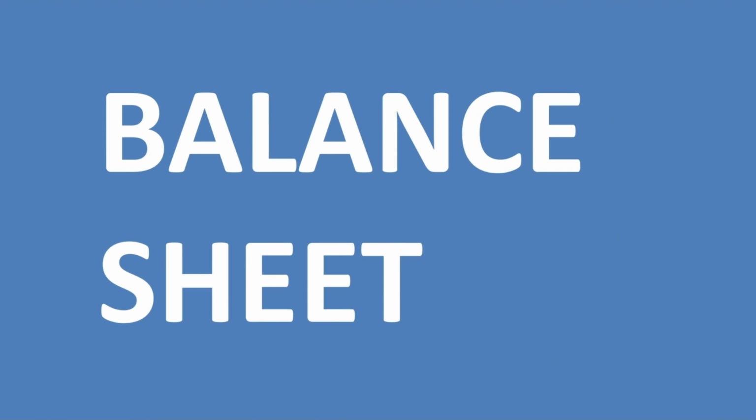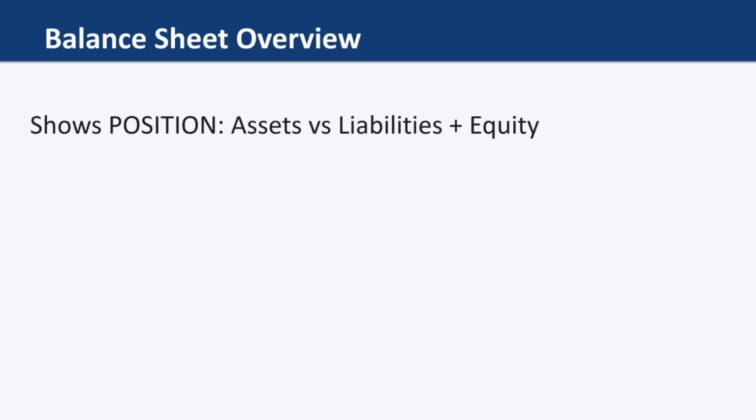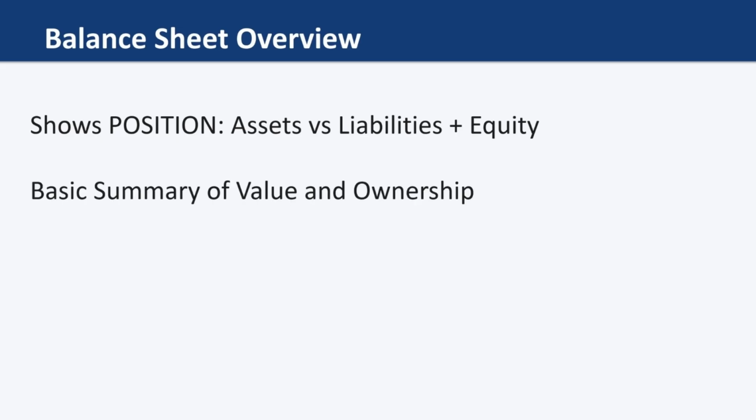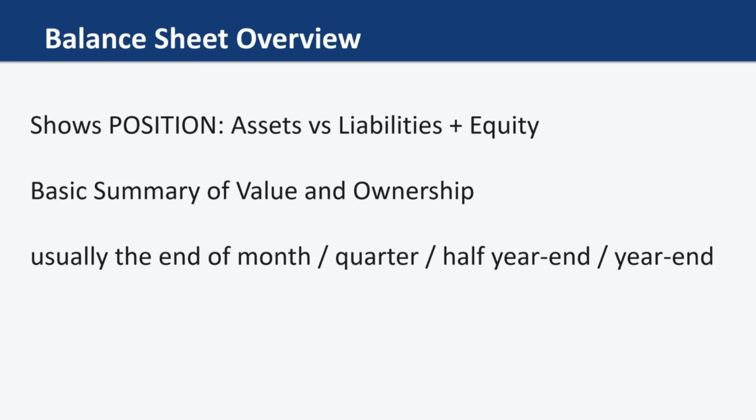The first primary financial statement is the balance sheet. The balance sheet shows position, assets versus liabilities plus equity. It is a basic summary of value and ownership. It's usually prepared at the end of the month, quarter, half year end, and year end.